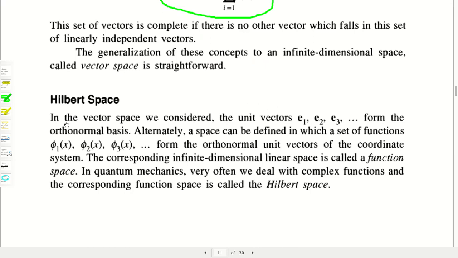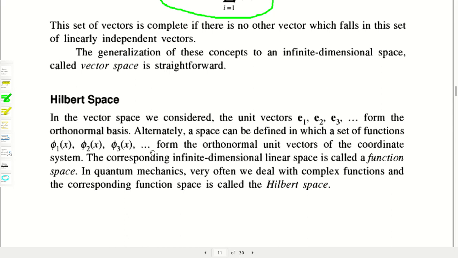See, in the vector space we considered the unit vectors e1, e2, ... en, which form the orthonormal basis set, that is linearly independent and mutually orthogonal to each other, and e1 dot e1 is 1. So here these are unit vectors. Alternately, a space can be defined in which a set of functions phi 1, phi 2, phi 3, ... form the orthonormal unit vectors of the coordinate system.